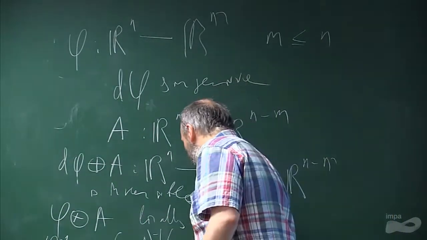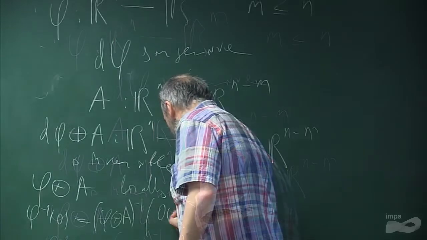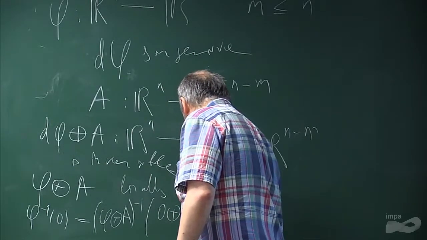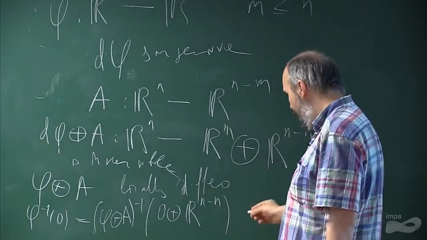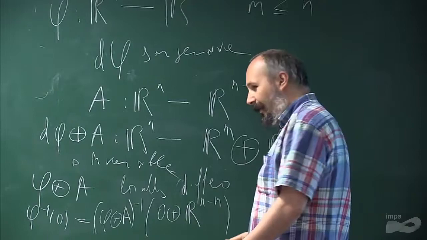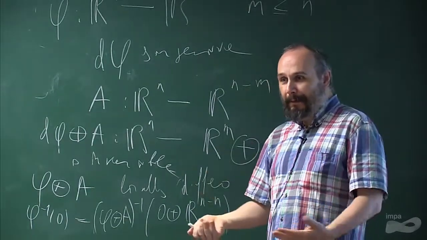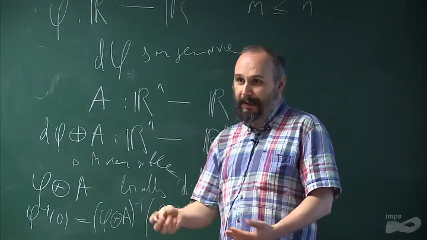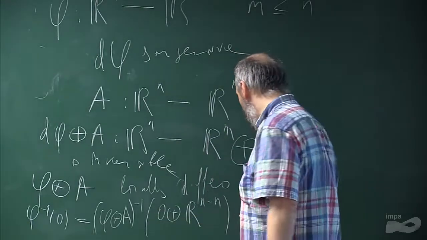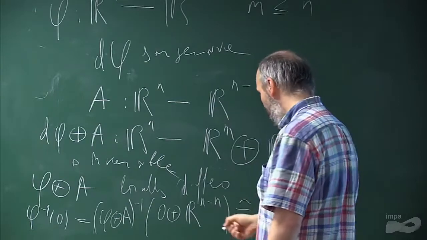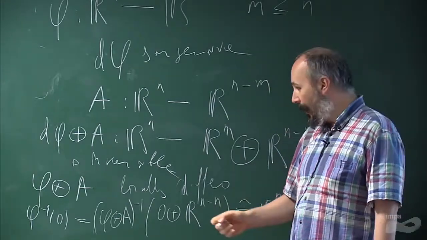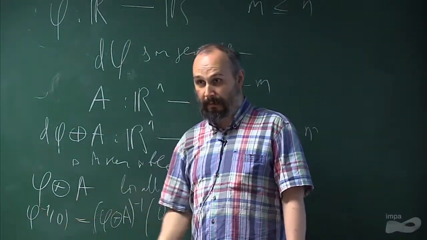And then you apply that to 0 plus R^(n-m). This is a submanifold, which is invertible, so this is a submanifold which is diffeomorphic to R^(n-m), because this is a preimage of R^(n-m). But this is the same as the preimage of a point.